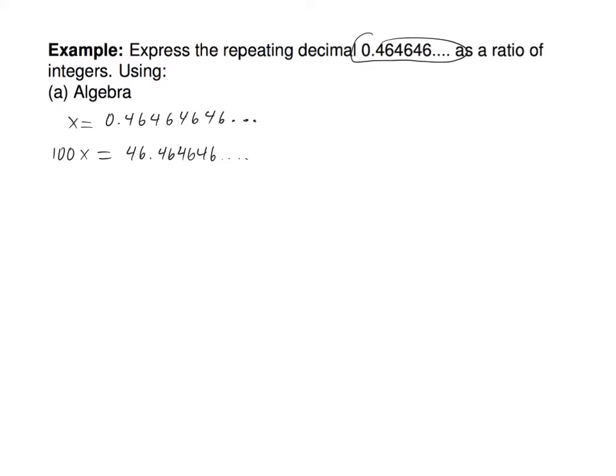Why did I choose 100? Because if I shift 2 decimal places, the patterns line up again. Does that make sense? And then if you do 100x minus x, as in take the bottom number minus the top number, what happens to all the decimal stuff? Good, bye-bye, and you just get 46. So then you have 99x equals 46, right? And therefore x is equal to 46/99.